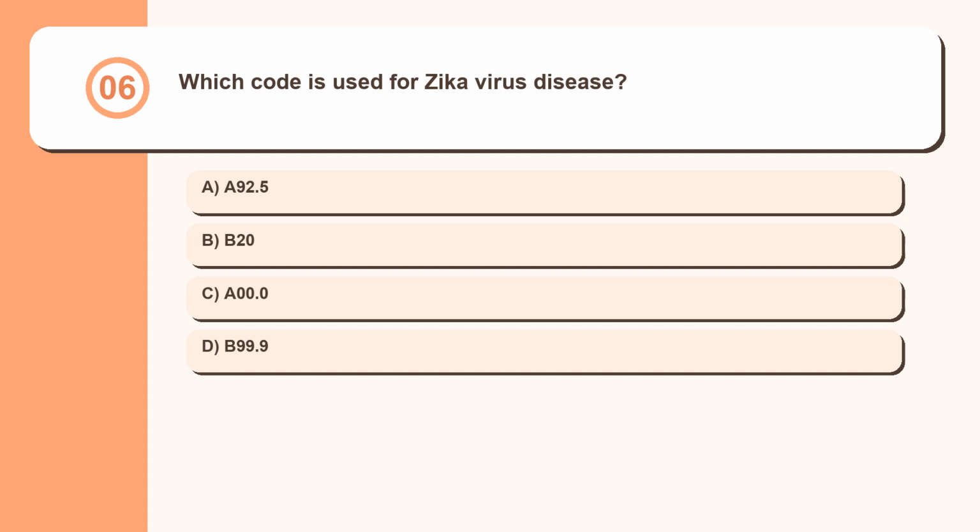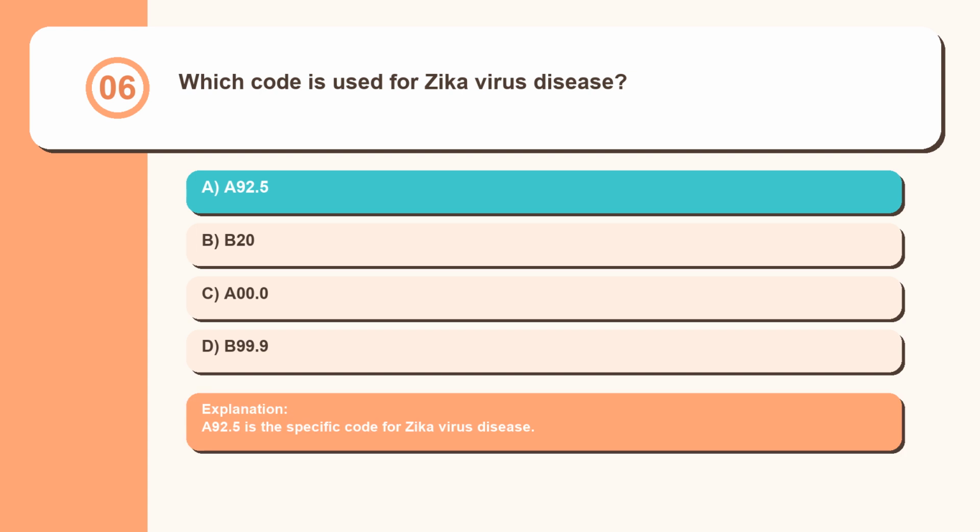Question 6. Which code is used for Zika virus disease? A92.5, B20, A00.0, B99.9. A92.5 is the specific code for Zika virus disease.